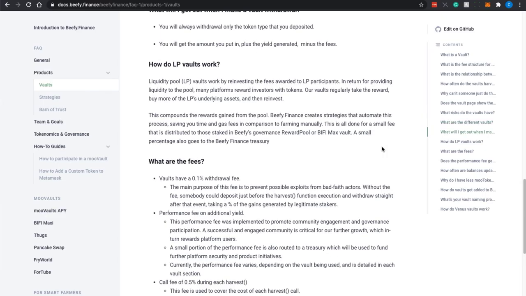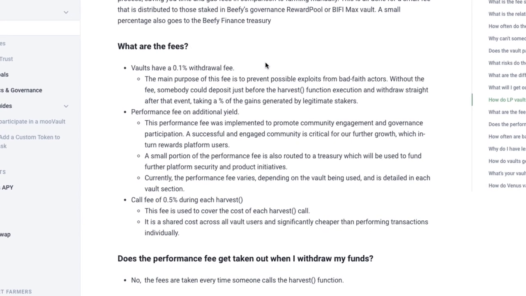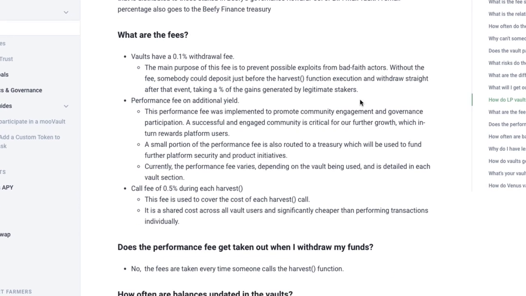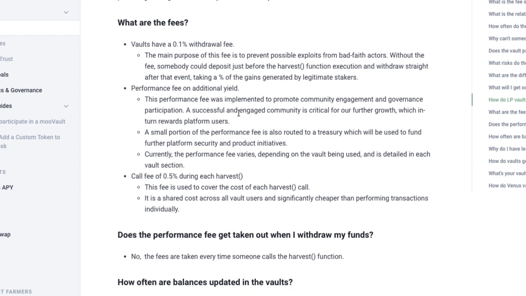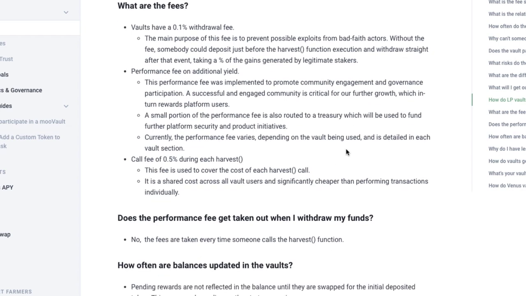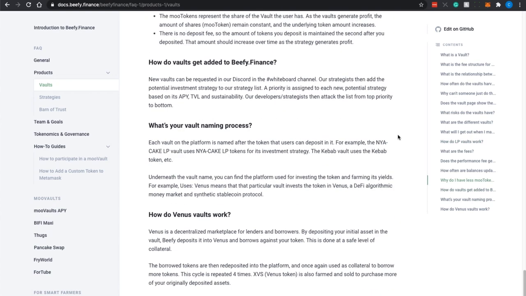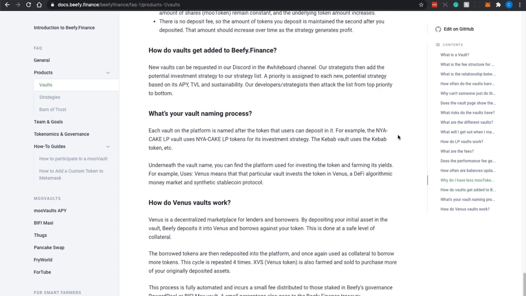The next thing we want to look at is the fees. Okay, the breakdown of the fees. Vaults have a 0.1% withdrawal fee, and a performance fee on additional yield. What they do with this performance fee is all stated here: a call fee of 0.5% during each harvest. So when you harvest, there is a 0.5% fee. As for the rest, you can take some time to read it on your own.